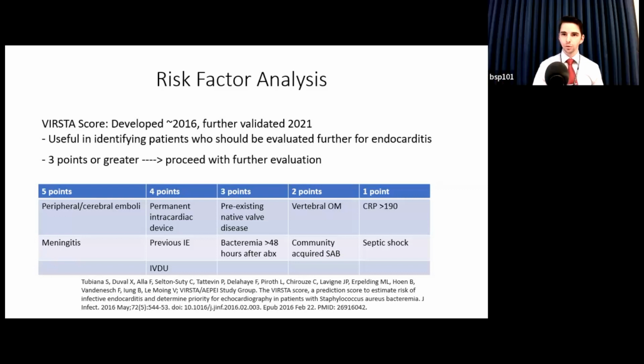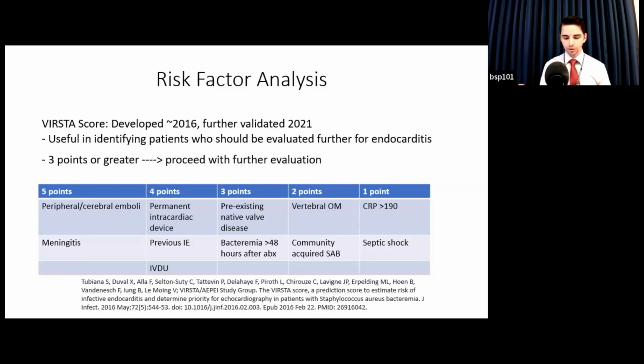This is the Versta score, which was first reported in 2016. And the Versta cohort was a group of about 2,000 patients in France with Staph aureus bacteremia. But it's been validated a few times, most recently in 2021. And the use is in identifying patients who should be evaluated further for endocarditis. So in most cases of use of the Versta scale, you're trying to decide if you should push for this patient to undergo a transesophageal echocardiogram. The criteria involve risk factors for complicated disease, and it's spread across multiple points.